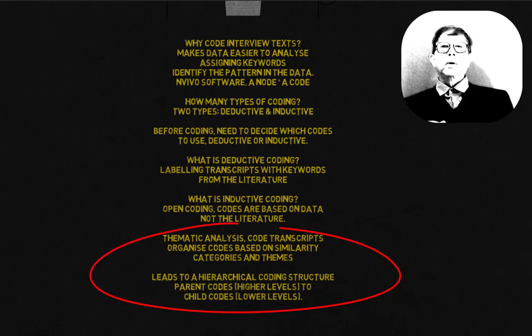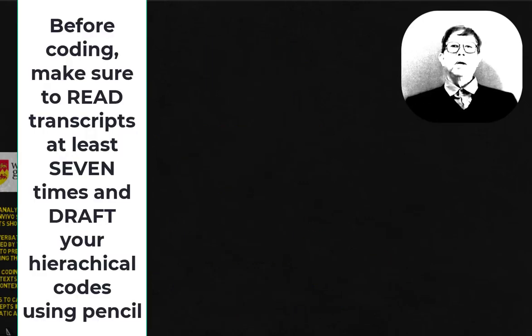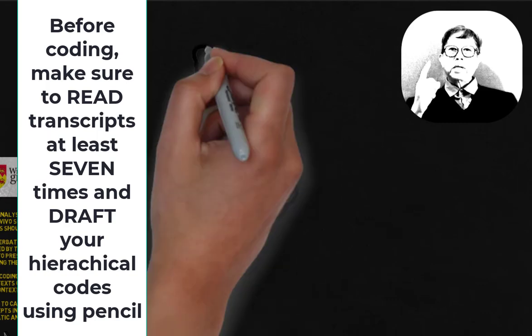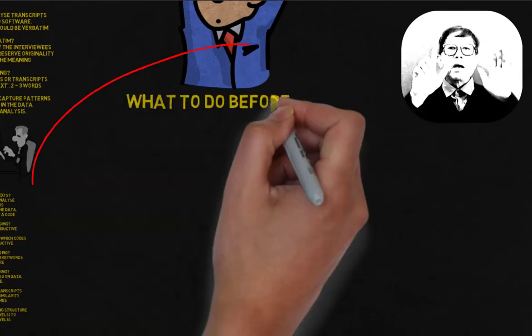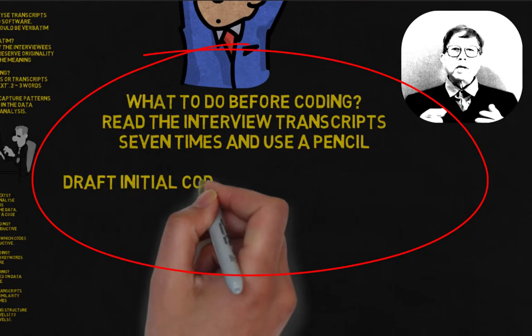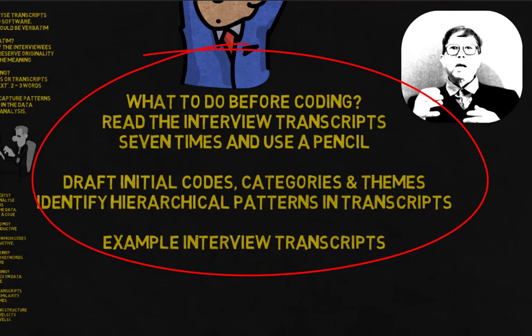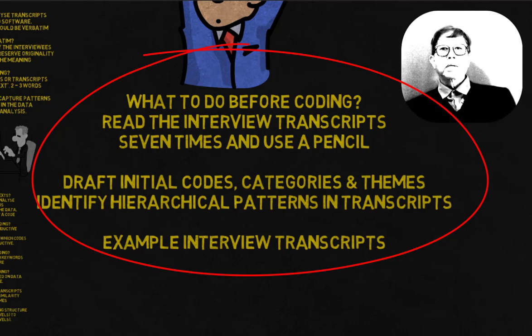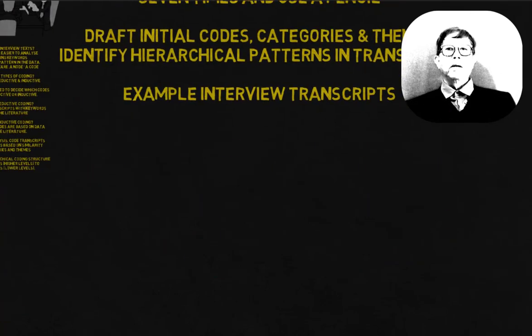This finally leads to a hierarchical code structure, from parent codes, higher levels, to child codes, lower levels. What do you have to do before you start coding? This is important for you. Mistake of most of the students, you need to read the interview transcript at least 7 times. Use pencil to draft initial codes, hierarchy, category, codes, category, themes, to identify hierarchical patterns in the data.